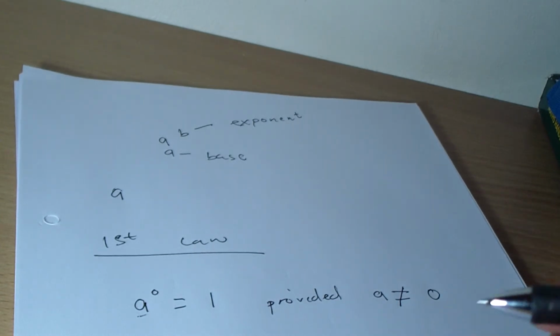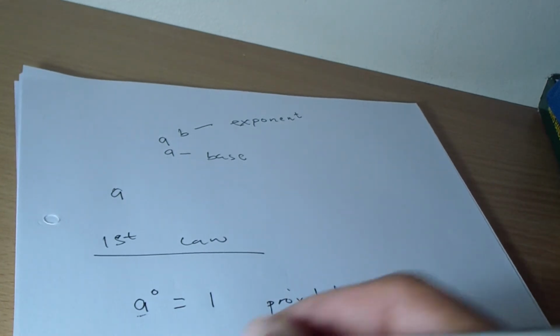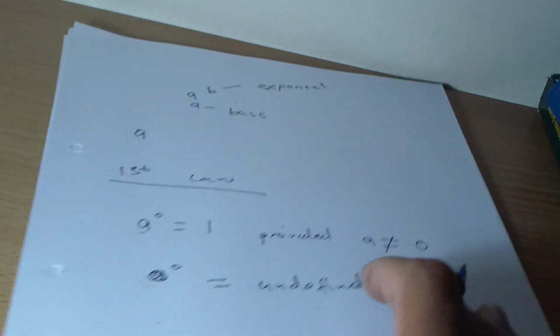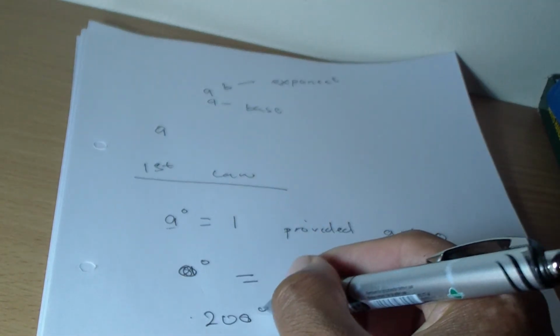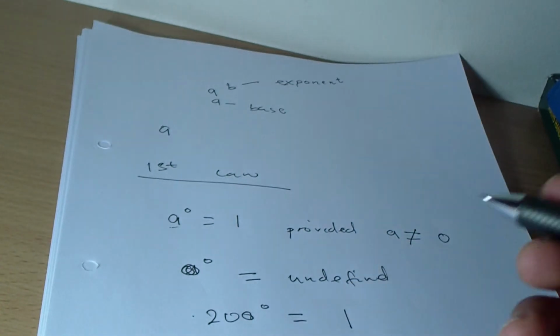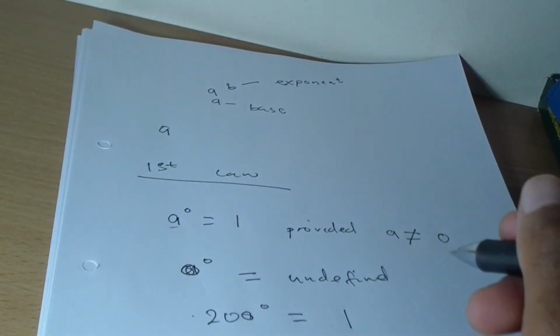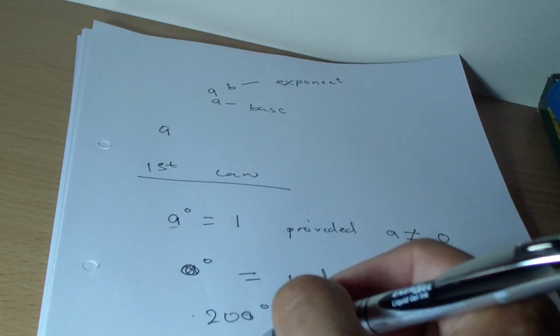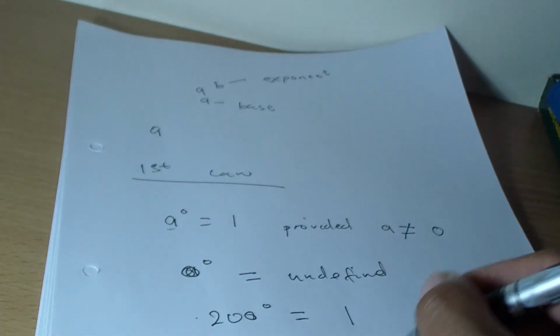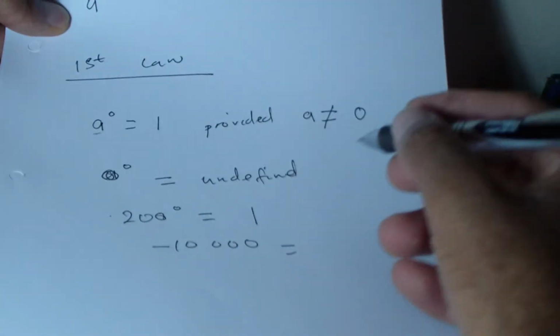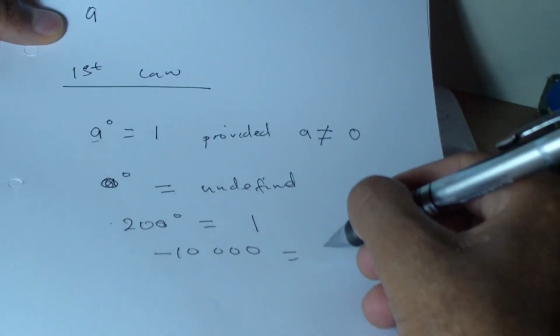How do we use this law? It's simple. Any number, take even a million. So let's just assume here I've got 200. 200 to the power 0 will give me 1. It doesn't matter how big the number is. It can be negative as well. Minus 10,000 to the power 0 is still going to give me a 1.